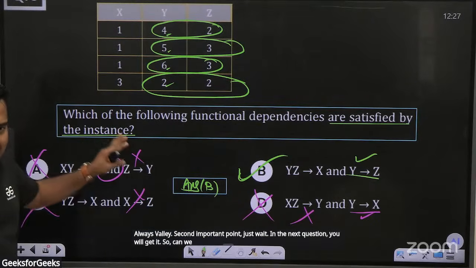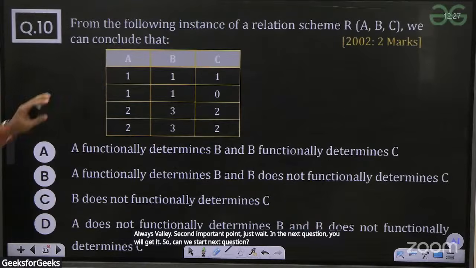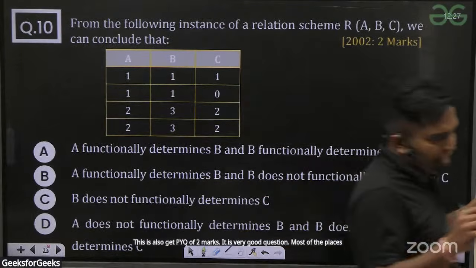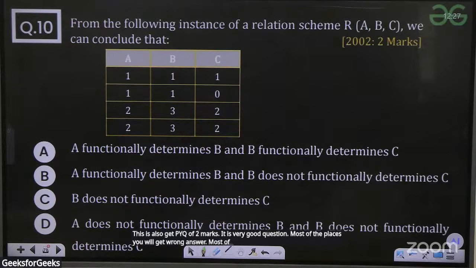So can we start the next question? This is also a PYQ of 2 marks. It is a very good question. Most of the places you will get the wrong answer. Most of the students interpret wrong. Please read it carefully and give the answer carefully. Don't use pen and paper. Read the question, then give the answer.